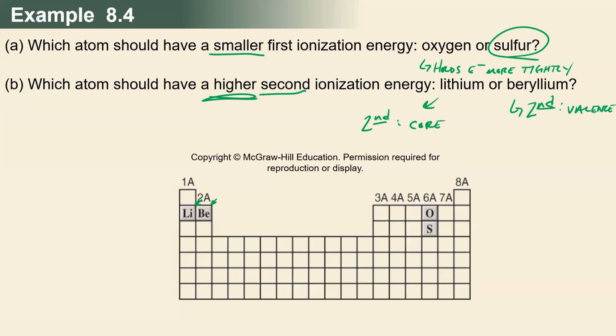Is it easier to remove a valence electron or easier to remove a core electron? Valence? For sure. And so since the second electron coming out of beryllium is valence, it's going to have a lower energy. The second electron coming out of lithium is a core electron, so it's going to have a higher energy. So the answer to that B is lithium.